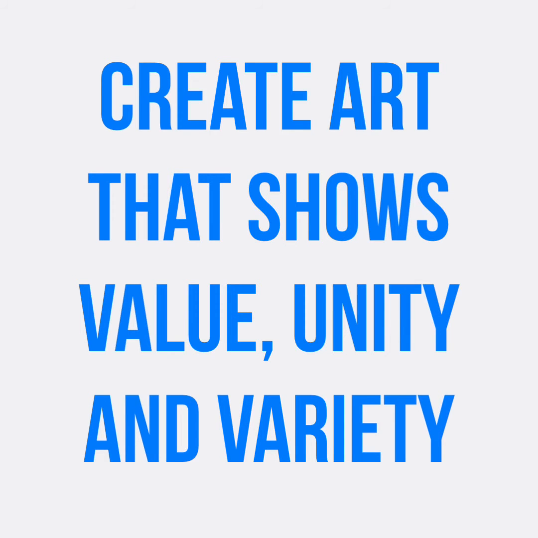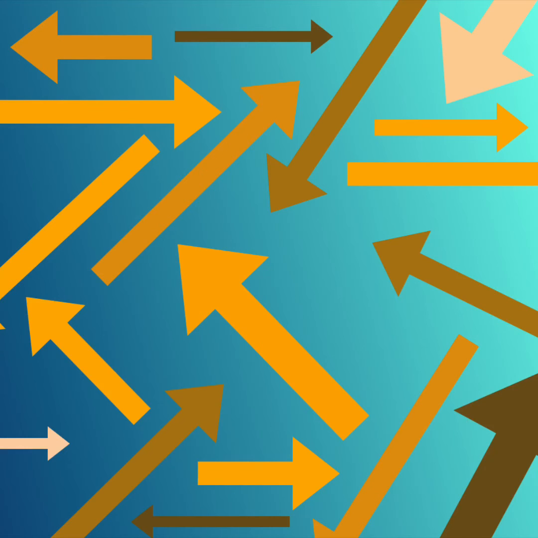This piece of art shows variety because the shapes are all different sizes and turned at different angles. It also shows unity because the color schemes are repeated as well as the shapes. Your mission is to create art that shows value, unity, and variety. Here is an example of what your project could look like.